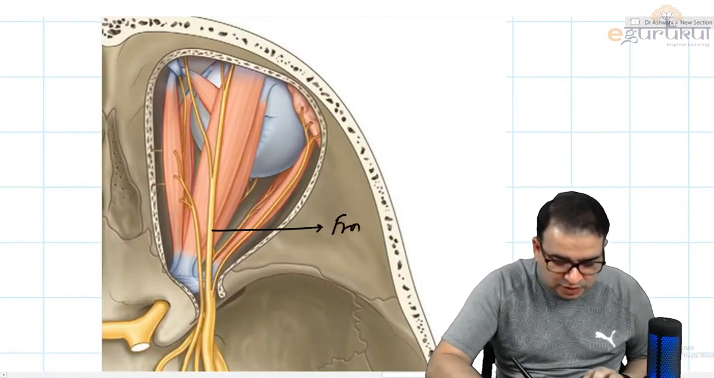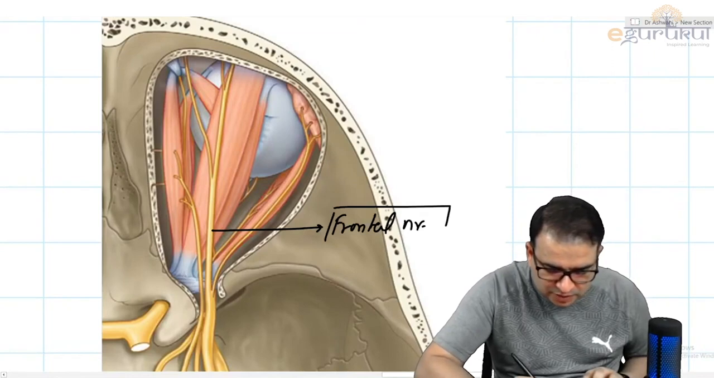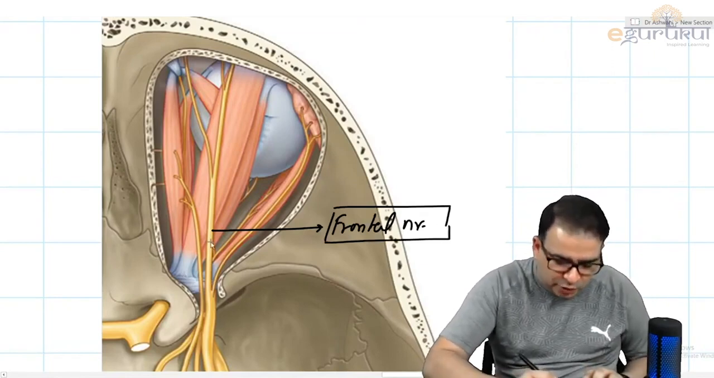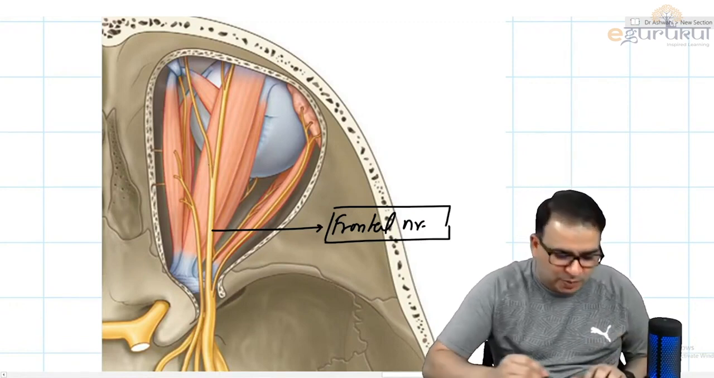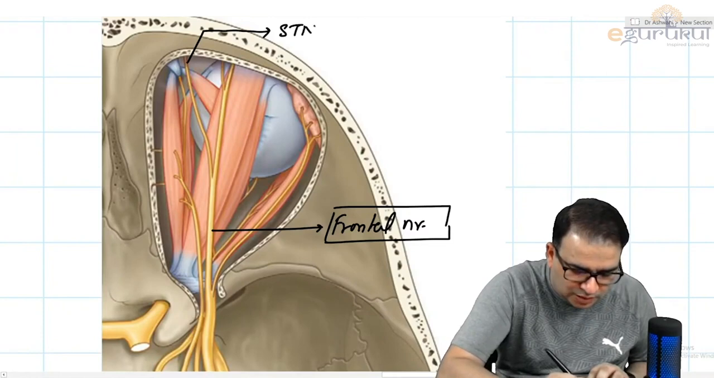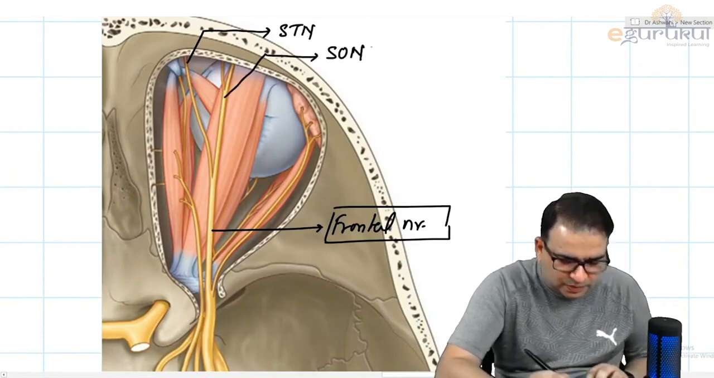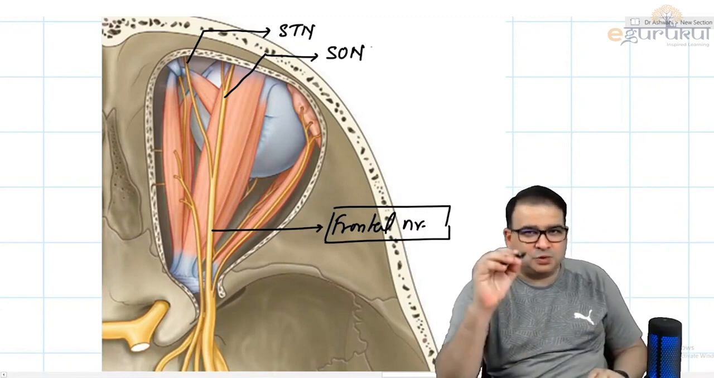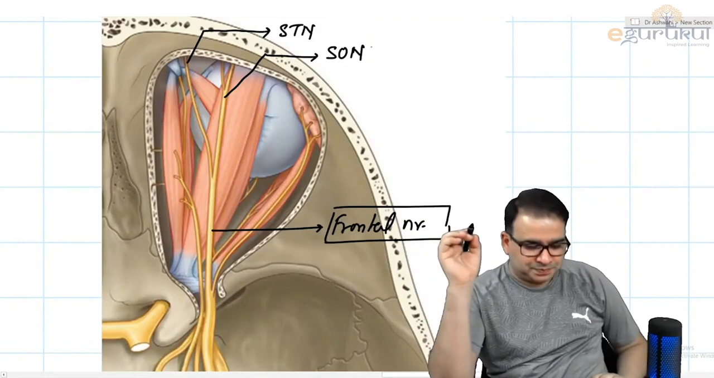We did not discuss the frontal nerve because frontal nerve के लिए हमें muscle हटानी पड़ती है. We already know the frontal nerve goes in front and divides into which two branches? The supratrochlear and supraorbital. Look at this. This one here is the supratrochlear nerve, and this one here is the supraorbital nerve. The medial one is supratrochlear, the lateral one is supraorbital. The thicker one is supraorbital, which is going all the way.